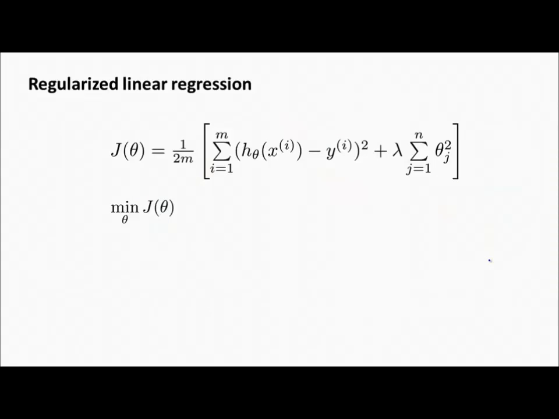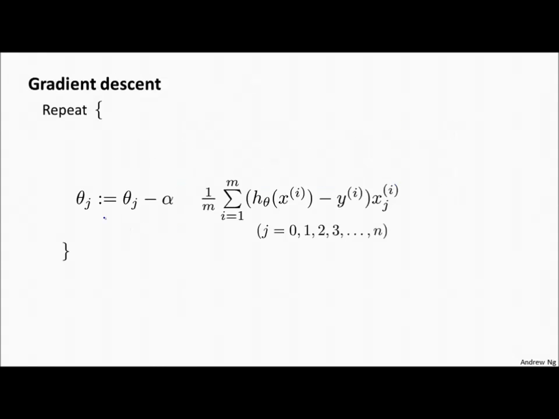Here's the optimization objective that we came up with last time for regularized linear regression. This first part is our usual objective for linear regression, and we now have this additional regularization term where lambda is our regularization parameter. We'd like to find parameters theta that minimize this regularized cost function J of theta.